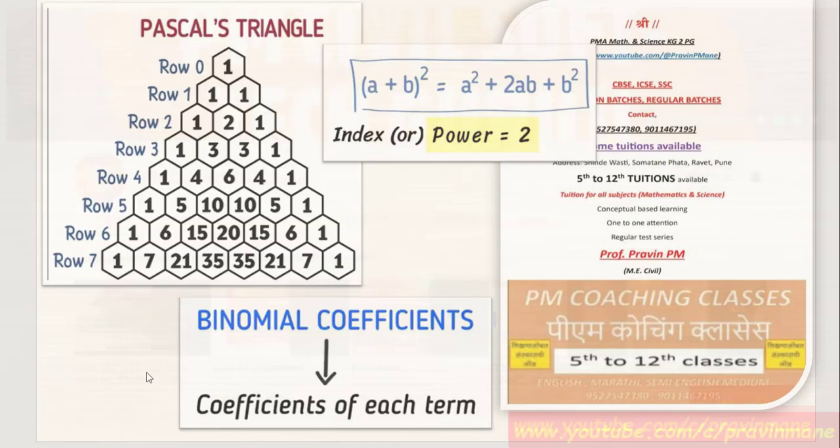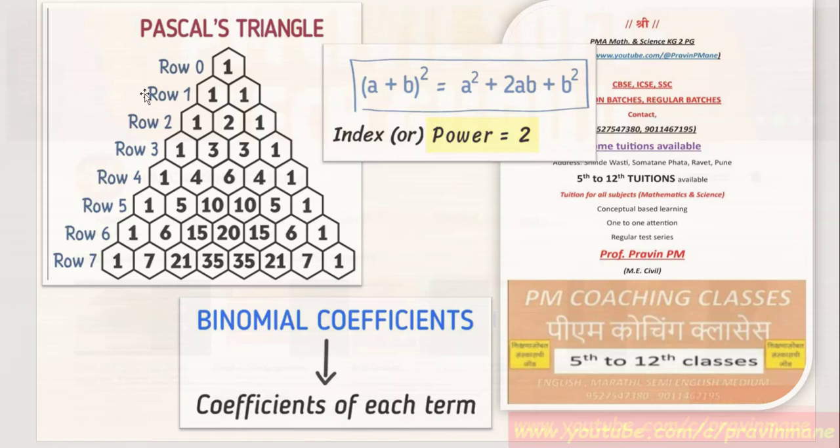Now another property, and this is the most important property. You know (a plus b) raised to 2, (a plus b) square. This is the identity, correct? And its expansion is a square plus 2ab plus b square. This 2 is called the power of the terms, or index. This is called index or power.